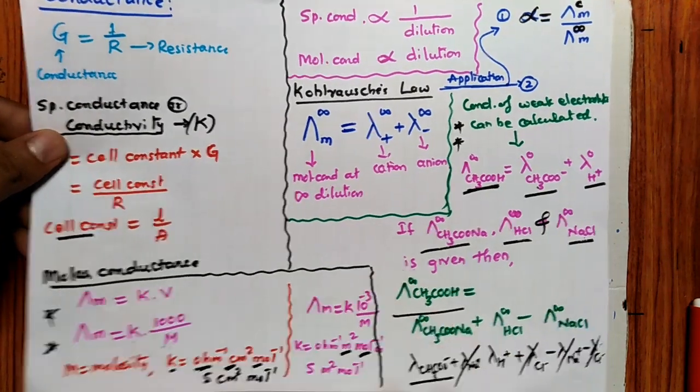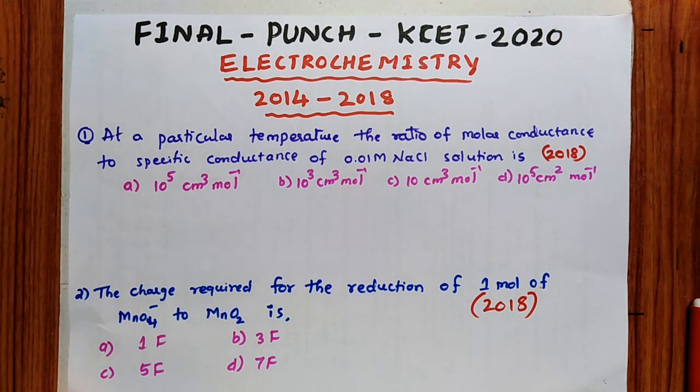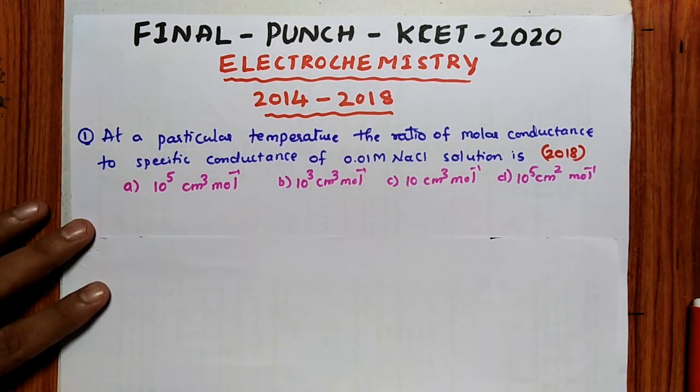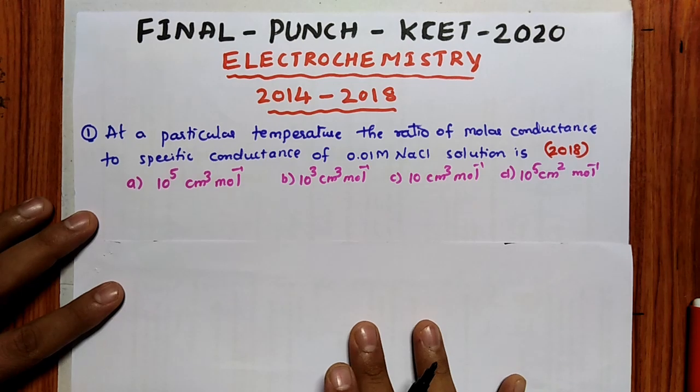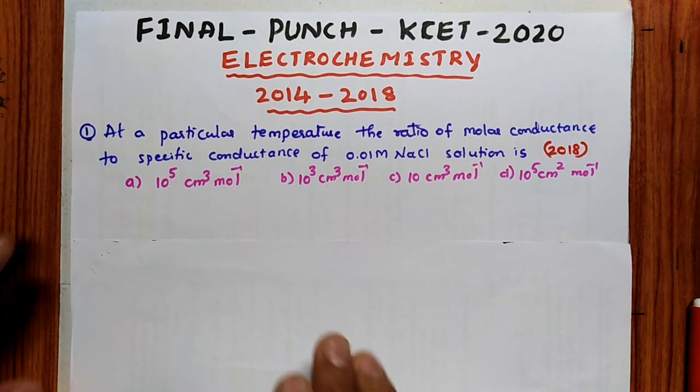So then what will we do? Very important part we are going to discuss: the final punch, KCET 2020 electrochemistry, questions from 2014 to 2018. We will see and solve them very easily. Synopsis part should be very strong. If the synopsis part is strong, you can solve it very easily. That I am going to solve.